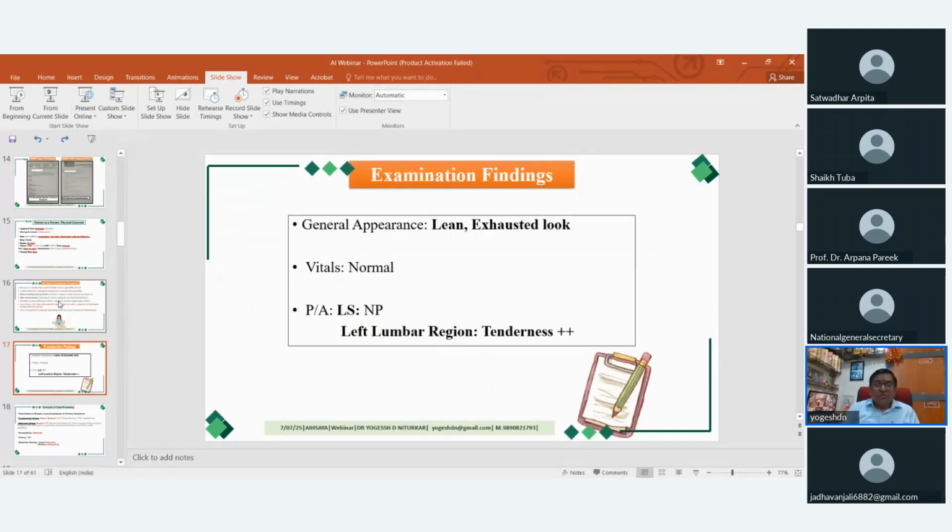Now the examination findings. Lean, exhausted look, vitals are normal. For abdomen, left lumbar region, tenderness is there. I hope all of you are with me, and the picture is getting clearer in terms of how the case has been taken, how the symptomatology has evolved.